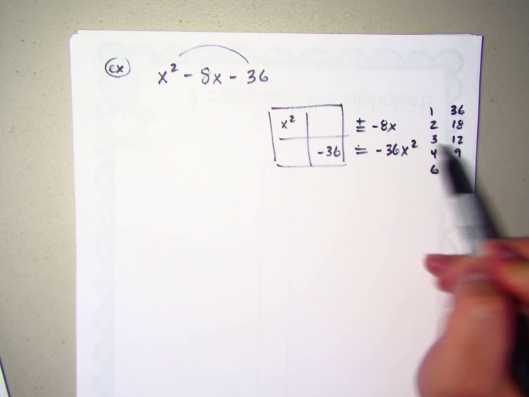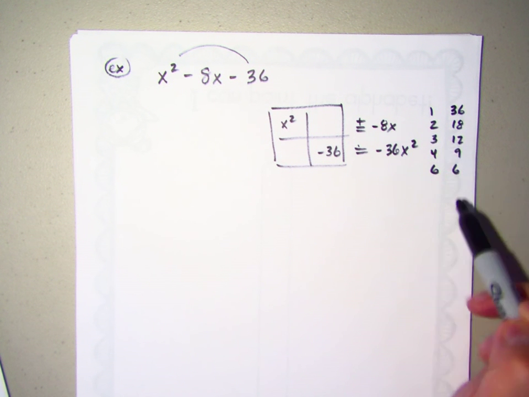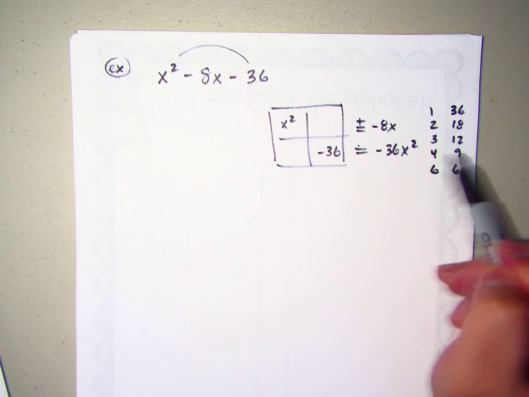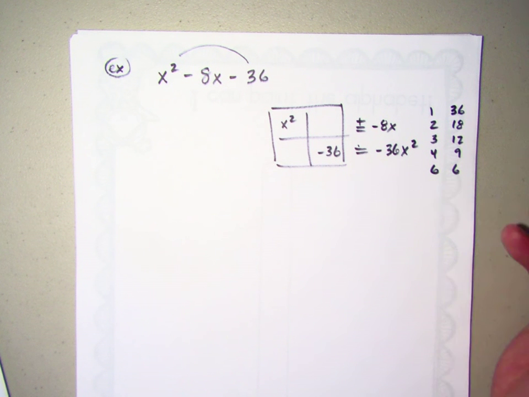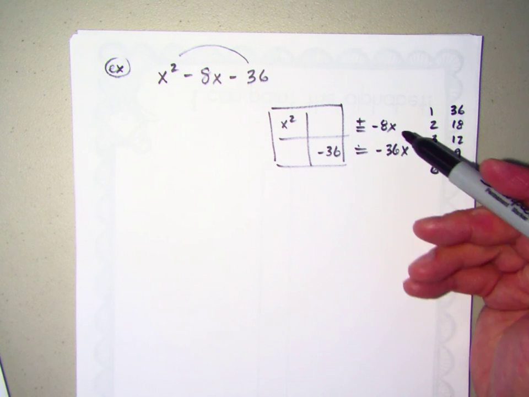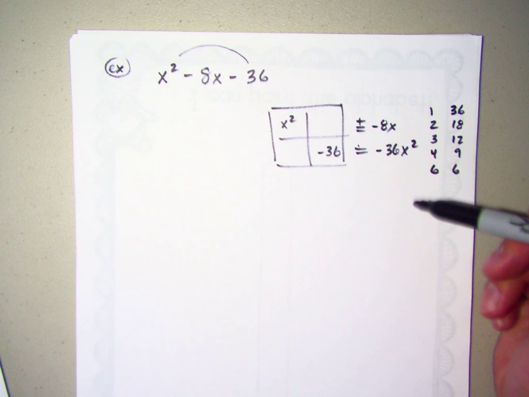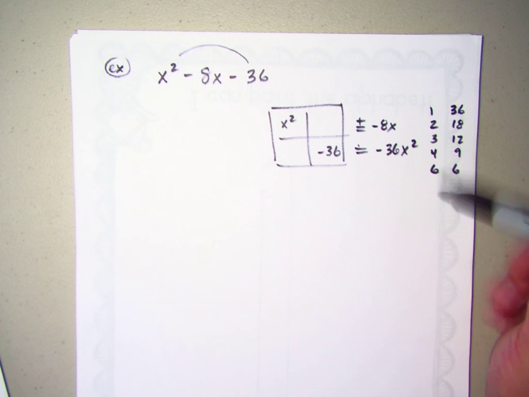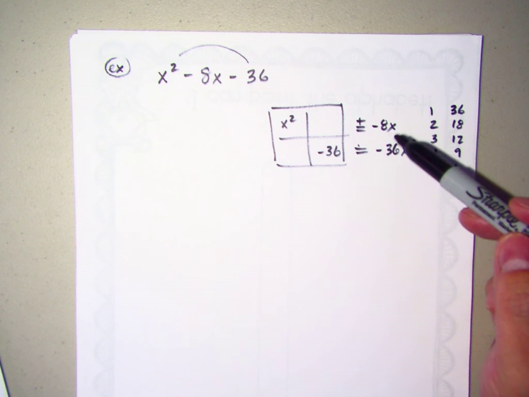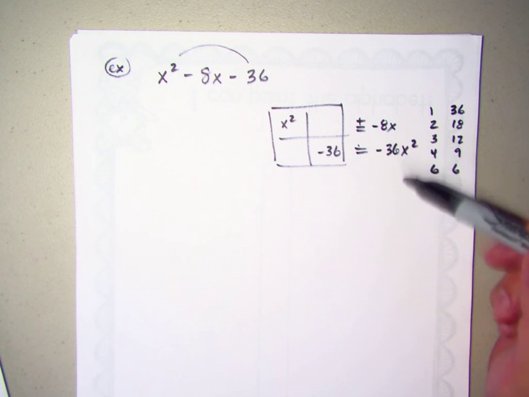4 and 9 can make a 5 or a 13, no 8. 6 and 6, 12 or 0, no 8. Okay, as long as you're convinced that you have exhausted all the possibilities of the factors that could work, but none of them will complete the addition part, right? It has to meet both of these conditions at the same time. Then we don't have one that works.